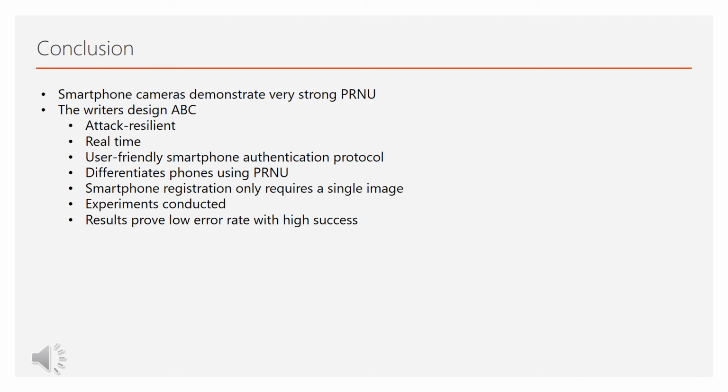The writers designed ABC to be attack resilient in real time. It's a user-friendly smartphone authentication protocol. It differentiates phones using PRNU. Smartphone registration only requires a single image. This is compared to a conventional image registration, which would require 50 images. The experiments conducted prove the results of the ABC protocol, and the results prove low error rate with high success.